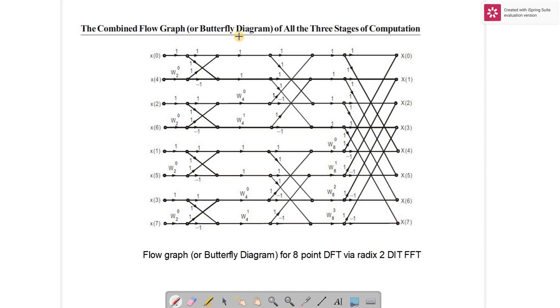So this is the combined flow graph, or butterfly diagram, of all 3 stages for computation. So finally we will be writing the answer, and also we will be drawing the butterfly diagram in this format.